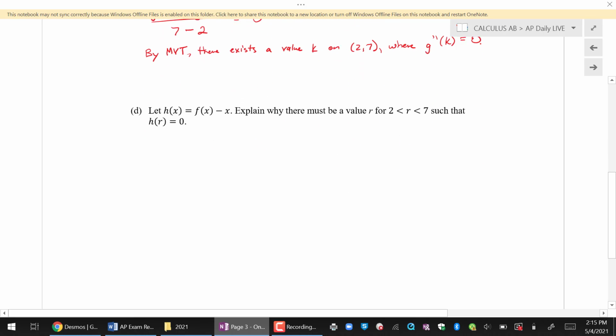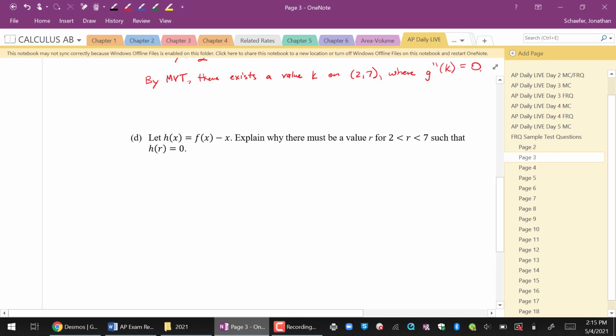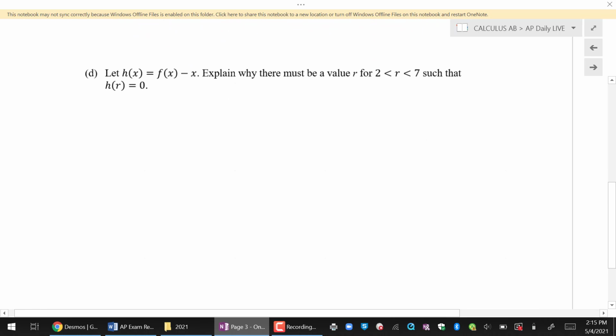Okay, and closing here up with another proof. So this one's heavy with MVT, IVT. Let's look at letter D to end. Another function h, explain why there must be a value r, such that h of r is equal to 0. Well, let's see. H of 2 is f of 2 minus 2, or 5. And h of 7 is f of 7 minus 7, or negative 5.